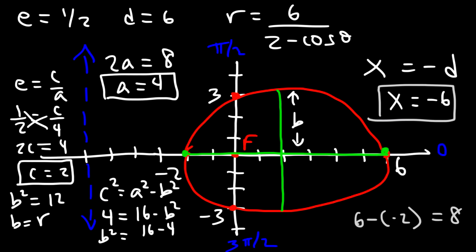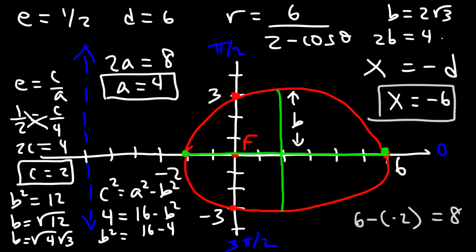And so b is the square root of 12. And the square root of 12 is the square root of 4 times the square root of 3. And the square root of 4 is 2. So b is 2 square root 3, which means that the length of the minor axis, which is 2b, is equal to 4 square root 3. So now we have the length of the minor axis and the length of the major axis, which is 8.